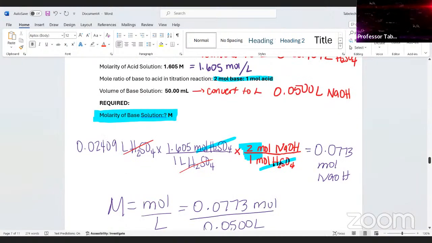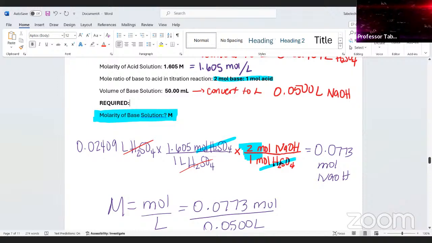Okay, so right here, let me zoom out a little so you all can see that. They gave us the volume of sulfuric acid. They also gave us the molarity of that. So when you multiply those two together, you get your moles. So 0.02409 liters of sulfuric acid times the molarity. Notice right here, guys, where the molarity is 1.605. I also put the unit for that as moles per liter so that you will know to simply take the molarity and then stick in moles per liter as the units here.